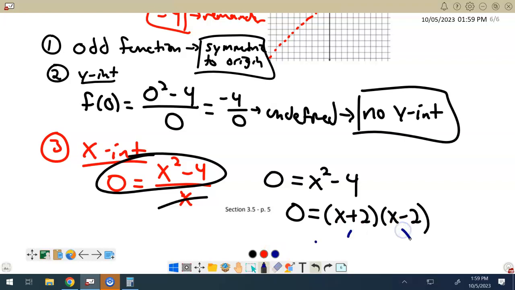I'm already kind of over time. I was trying to keep this to 50 minutes. I'm already at 57. So I'm just going to jump to the punchline here.